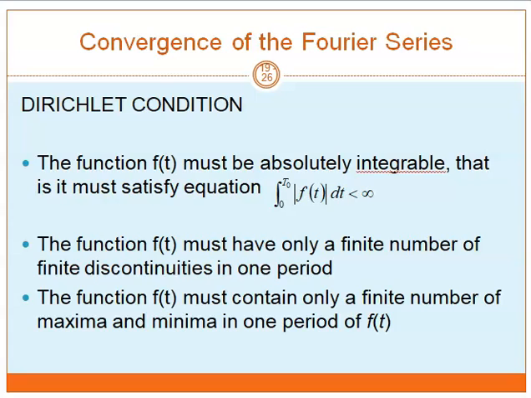The convergence of the Fourier series can be determined by using the Dirichlet conditions. So what do these conditions mean? The function f(t) should be absolutely integrable, satisfying the equation that we have seen before, being less than infinity. It must have only a finite number of finite discontinuities in one period, and the function f(t) should contain only a finite number of maxima and minima in the given period.